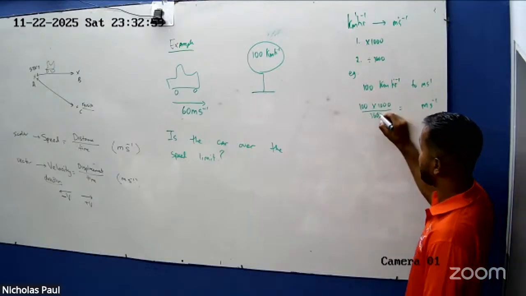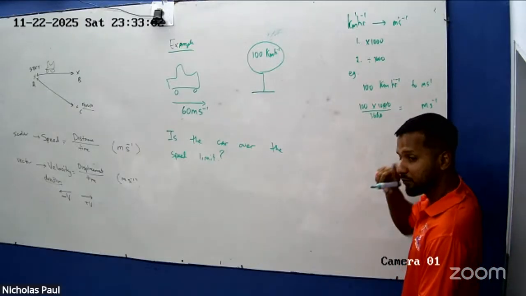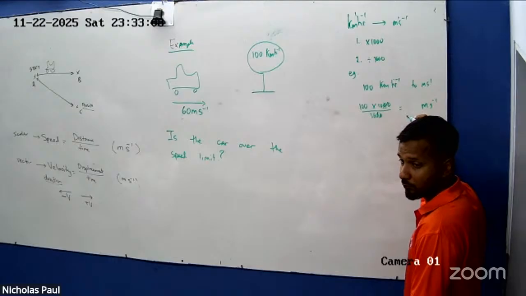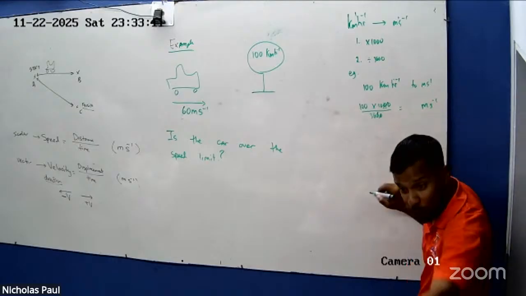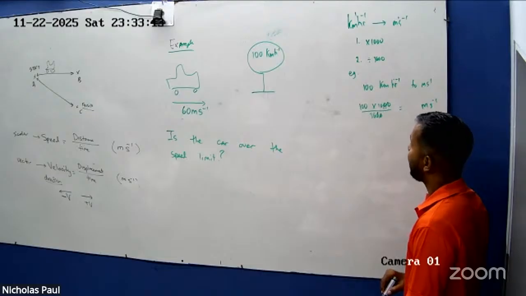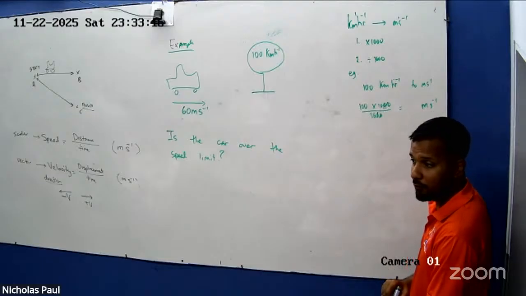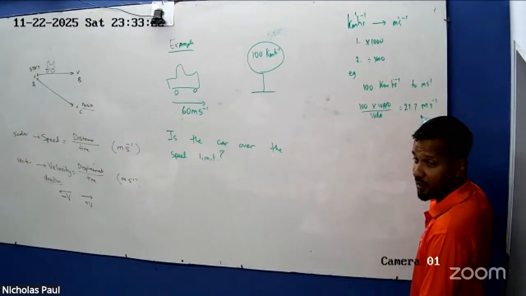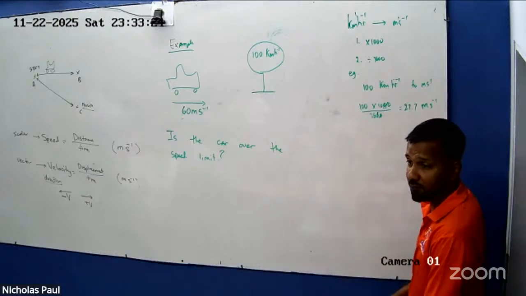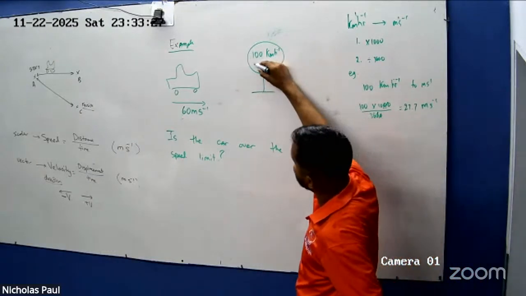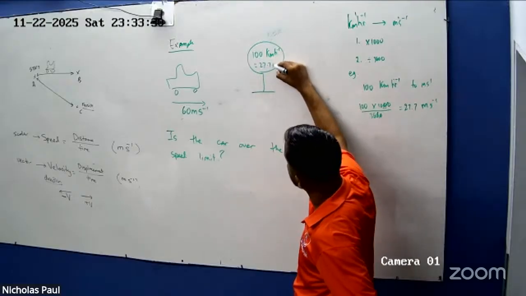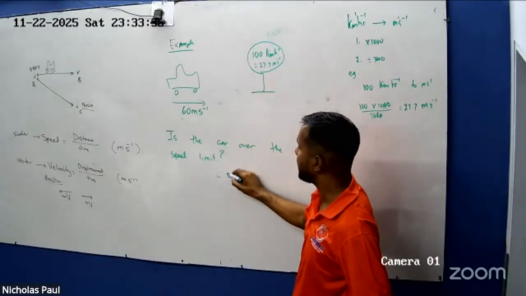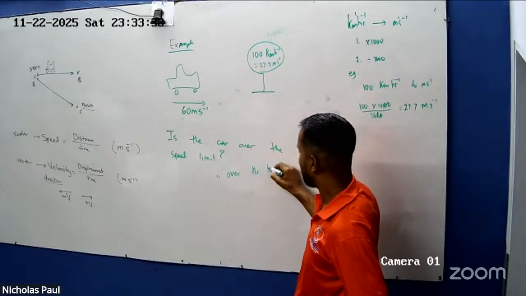How much is that? And you can cancel and then divide 1,000 by 36. So, 27.7 meters per second. So what does that mean? This should really be reading 27.7 meters per second. So what will happen? Right over the limit. Over the limit.